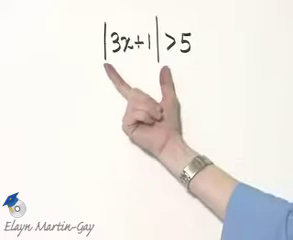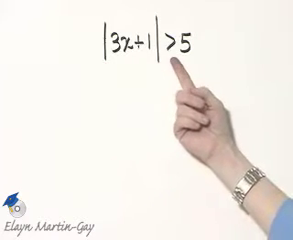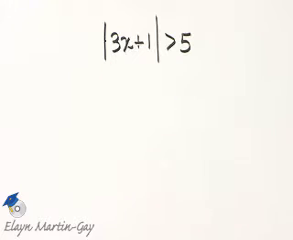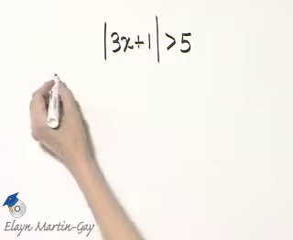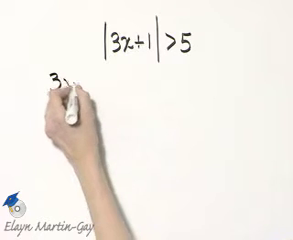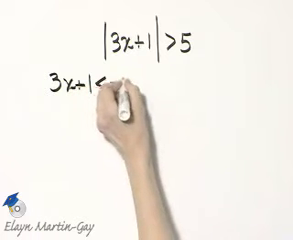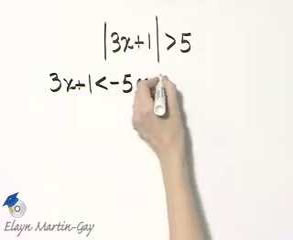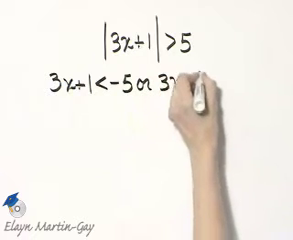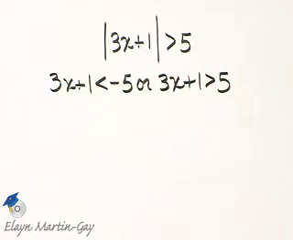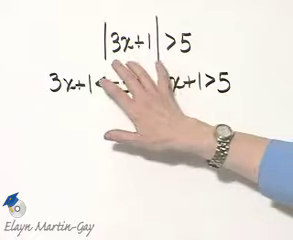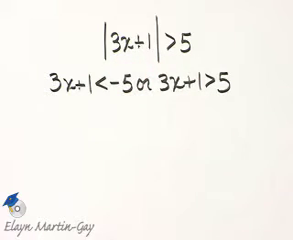We are solving an absolute value inequality. This is the absolute value of 3x plus 1 is greater than 5. For this to be true, either 3x plus 1 must be less than negative 5, or 3x plus 1 must be greater than 5, so that the absolute value is actually greater than 5.